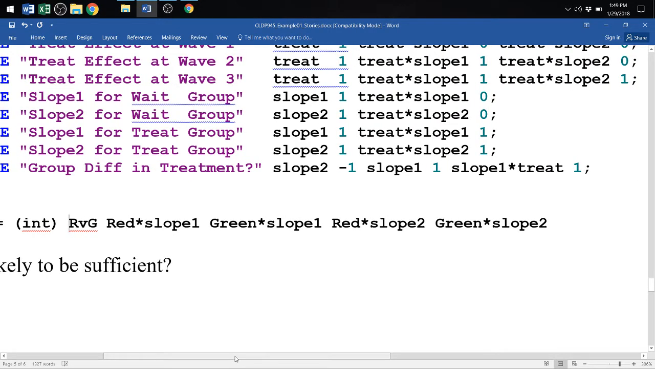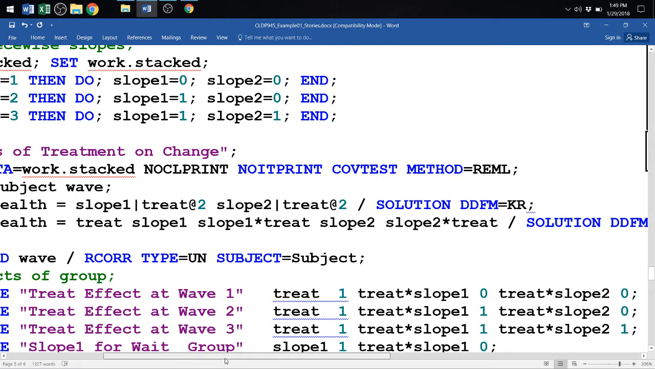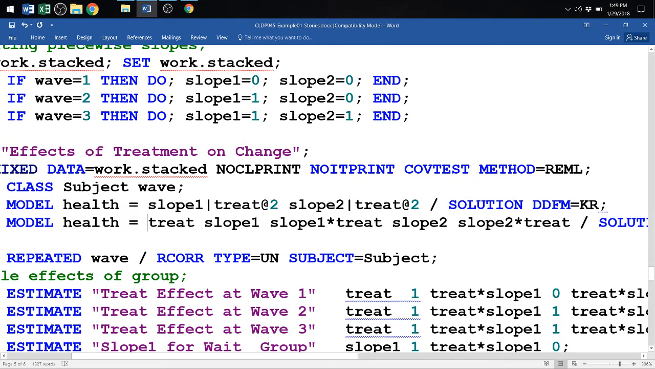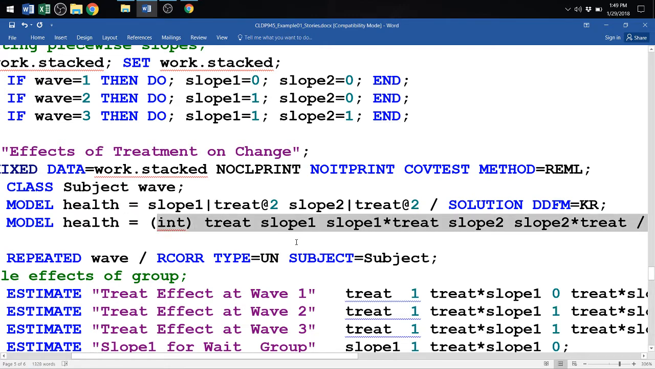How many terms are in this model for the means? Not a trick. 6. How many means do we have to predict? 6. How about up here? The way that we did it before. How many terms are in this model for the means? 6. You can set it up however you want. It's 6. You're allowing all 6 separate means.